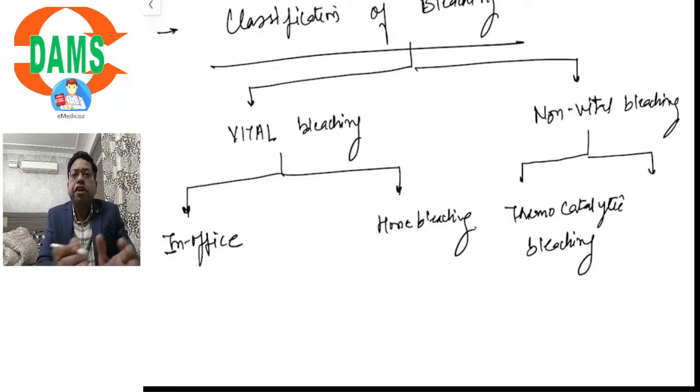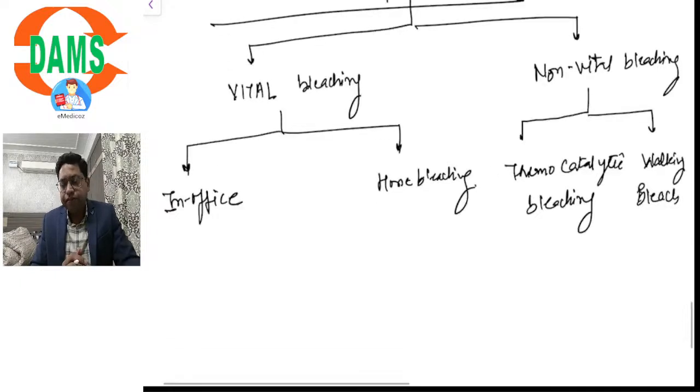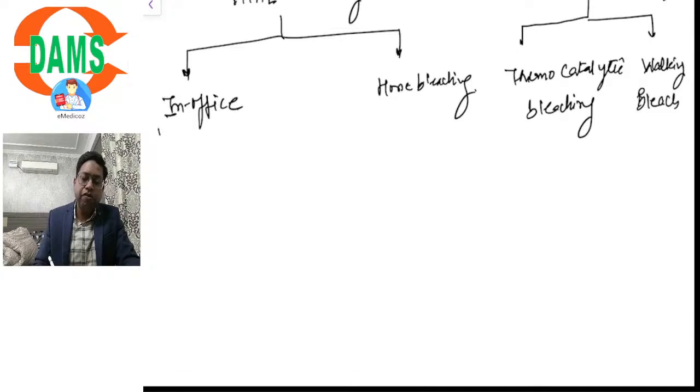Means the bleaching is carried out in the dental office by the dentist, or it can be walking bleach. These are the simplest method of classifying the bleaching treatment based upon the condition of the tooth that we are bleaching, either vital or non-vital bleaching. Firstly, we'll talk about in-office bleaching of vital teeth.